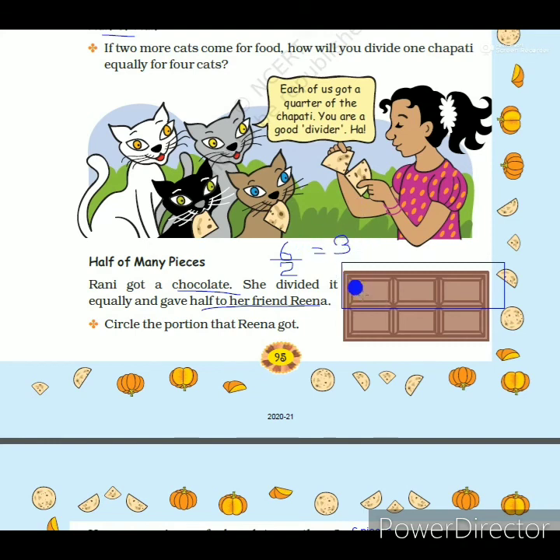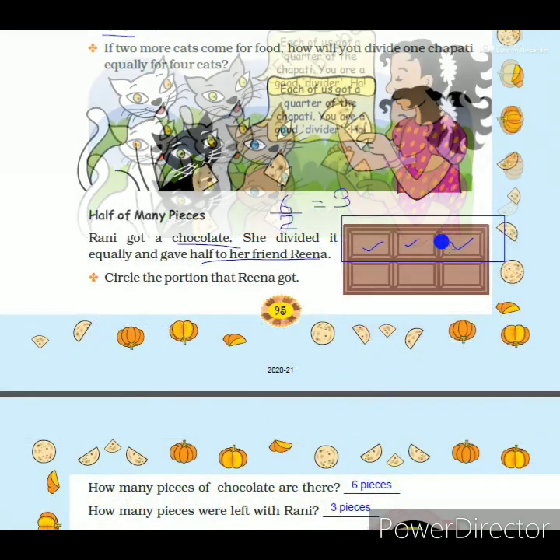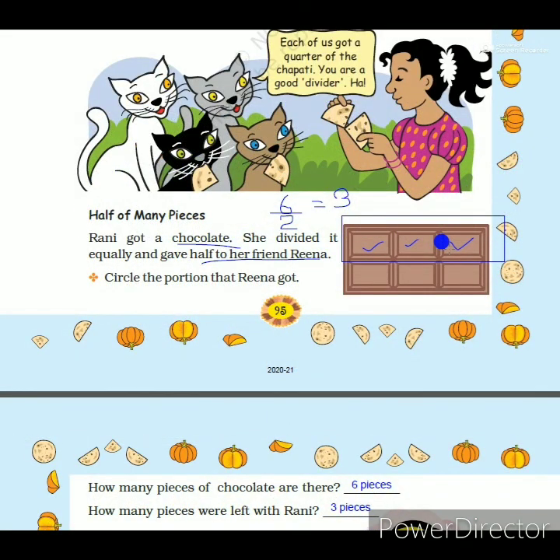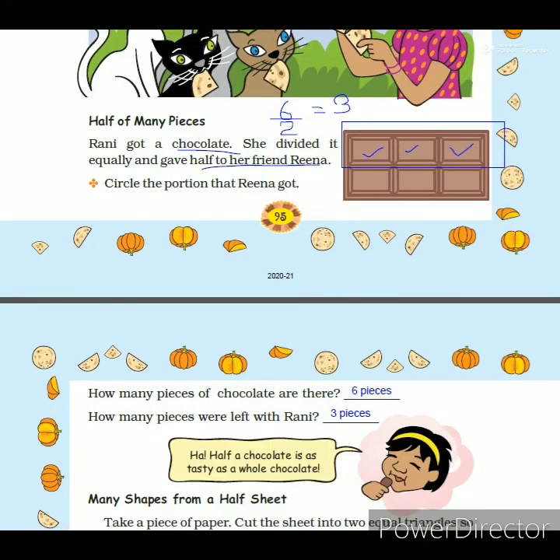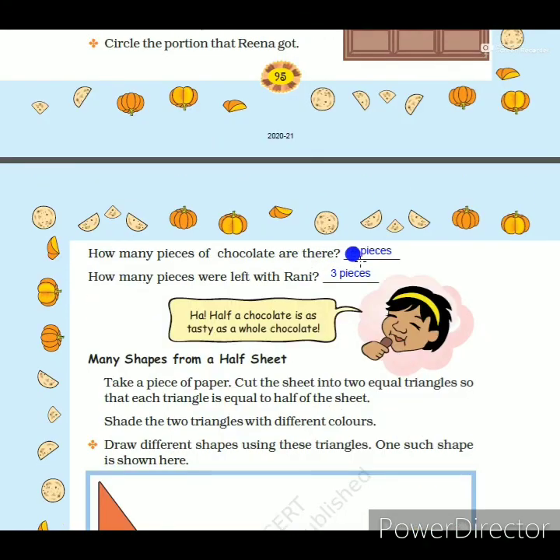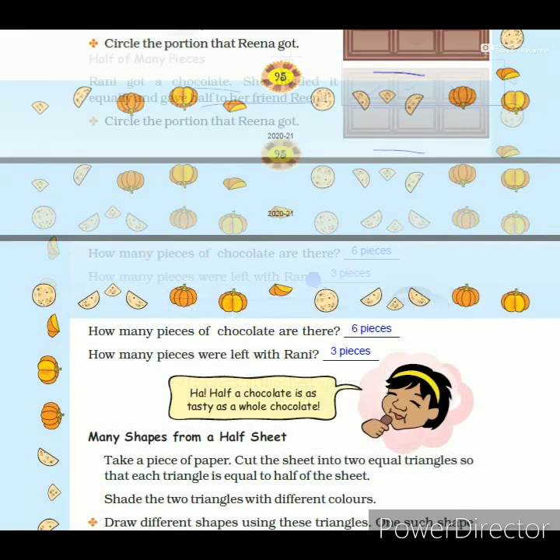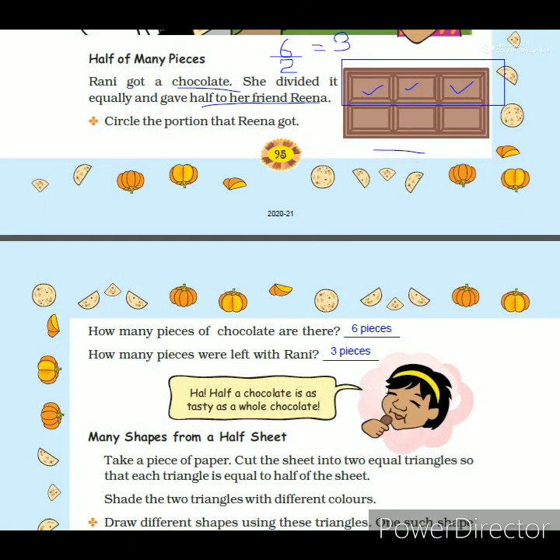Here they have asked us to circle the portion that Reena got. How many parts did Reena get from 6 parts? 3 parts. Now 2 more questions are there. First one is, how many pieces of chocolate are there? Total 6 parts were there. So write there 6 pieces. How many pieces were left with Rani? Out of 6, she gave half to her friend Reena. So 6 minus 3 equals 3 pieces. So Rani has 3 pieces of chocolate left. Now the remaining part we will start in the next video.